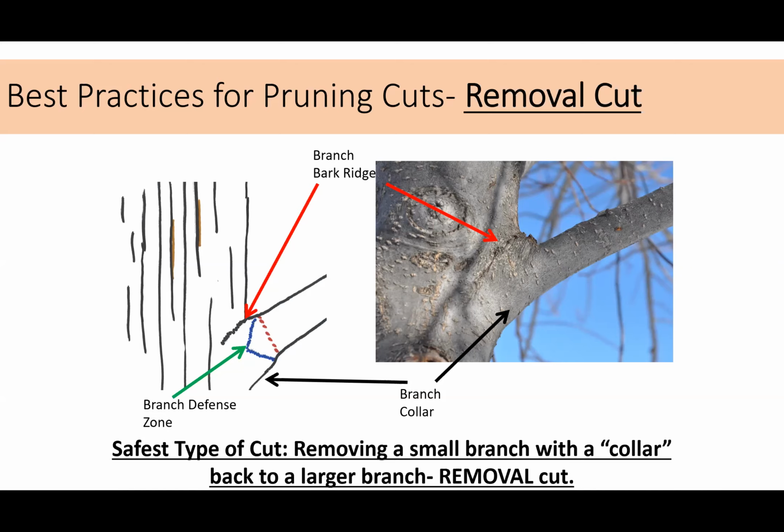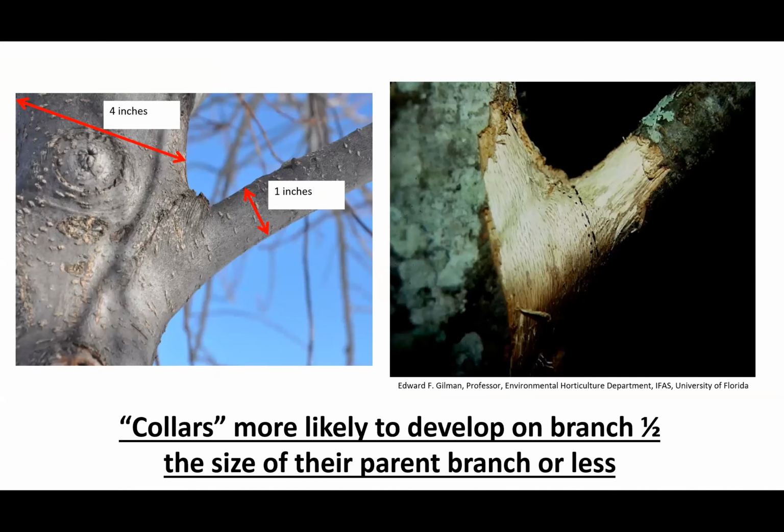So what goes on in that collar to make it swollen like that is that the tissues of the parent branch and the lateral branch that have come from the parent branch are overlapping, like a shuffled deck of cards. And you can see that in this picture from Dr. Gelman's website. Dr. Gelman is pretty much the pruning guru. He's the big wig in the research world for pruning.